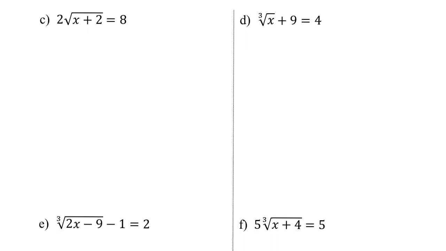Okay, C, 2 times the square root of x plus 2 equals 8. The square root is what I'm trying to isolate. That's this whole piece, which means I don't want the 2 there. So I'm going to go ahead and divide by 2.